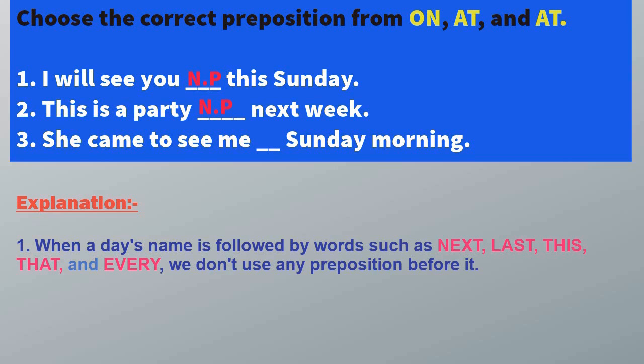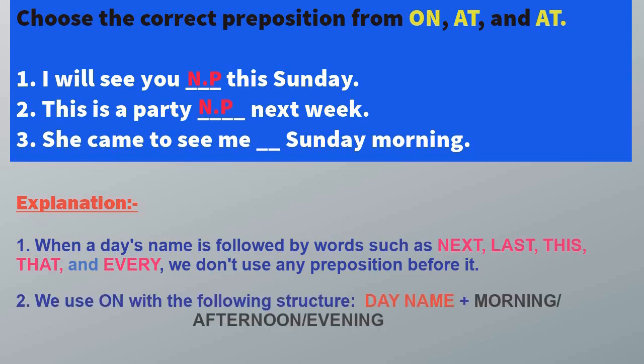Question number 3. She came to see me dash Sunday morning. And we have learned before a morning or an afternoon or an evening, we have to use in. But when you have a day's name before the part of the day, before the morning or the afternoon or the evening, we use the preposition on. Interesting, right? Yeah, that's how we use it. She came to see me on Sunday morning. Not in Sunday morning, that would be incorrect. Alright? So that's how we use the preposition on to talk about a time.